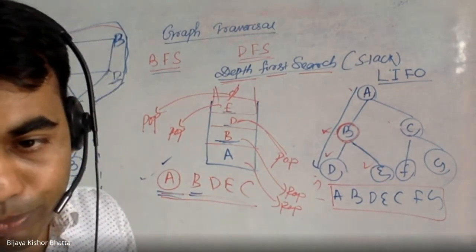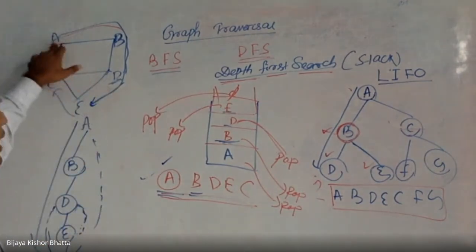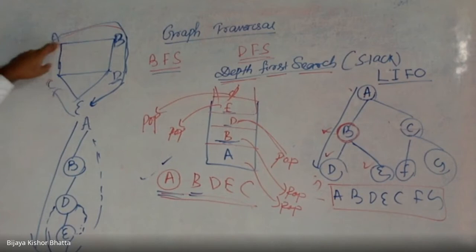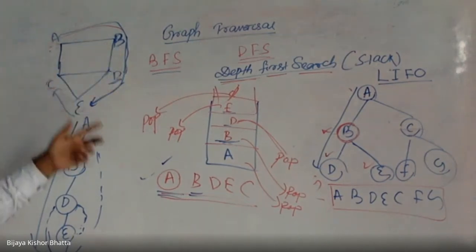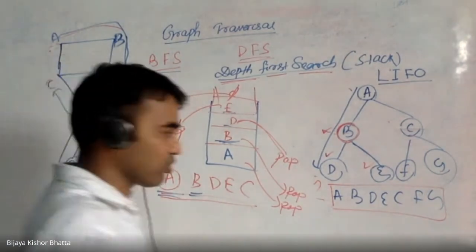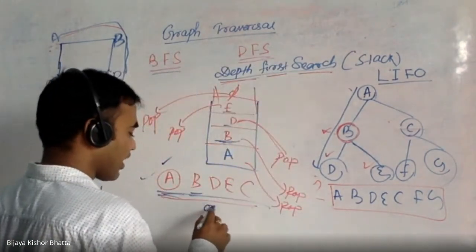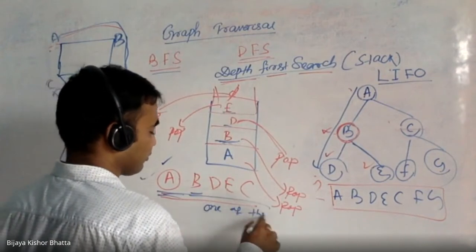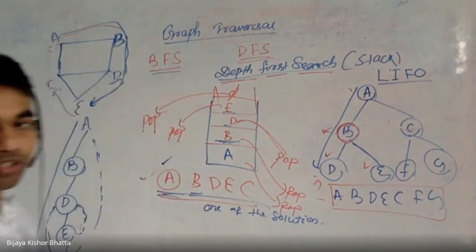How B, not C? Okay, that's what I told, right? From A you can go to B or C, right? So there could be multiple solutions. This is not the only solution. That's what I'm trying to say. This is one of the solutions.